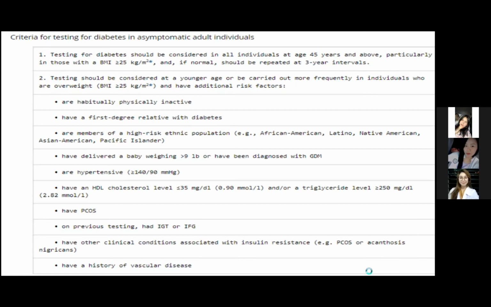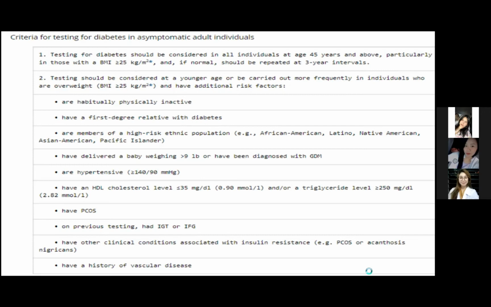mmHg. Another one is HDL cholesterol level of less than or equal to 35 milligram per dL, which is 0.90 millimole per liter. As recorded, the triglyceride level is high, greater than 250 milligram per dL. And also they have to include PCOS and previous testing of IGT or IFG.